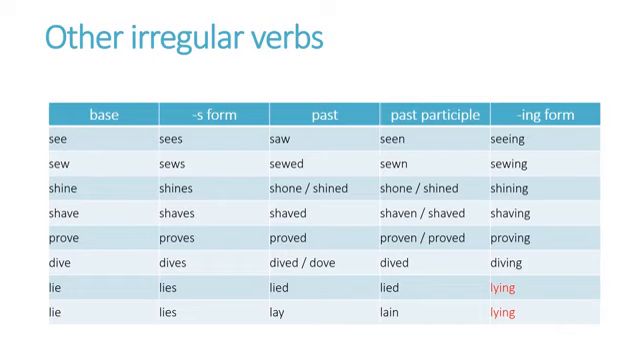Shave has a couple of different endings in the past participle. It follows a regular form in the past, shave, shaved, but in the past participle, some people say shaven, some people say shaved. With prove, there are also two different forms in the past participle, proven or proved. But the past is simply a regular verb, ed, proved. Prove, proved, proven, or prove, proved, proved.